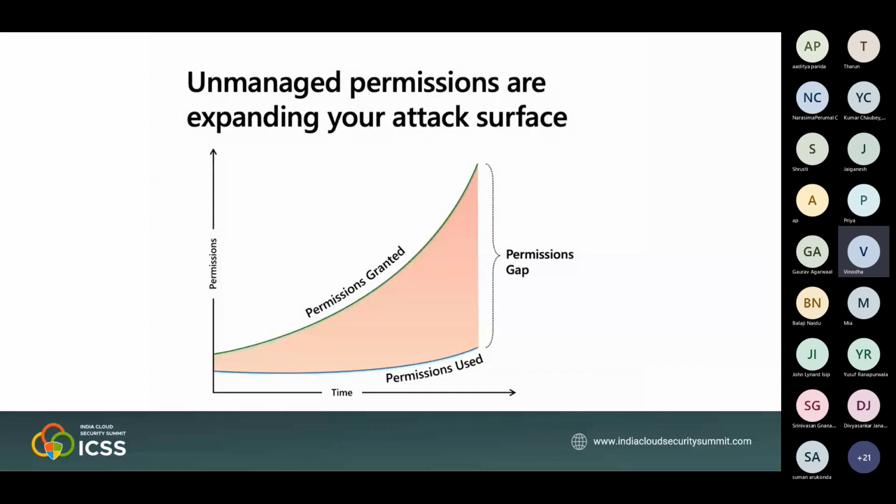So this leads to a potential security threat for the organization. If this goes unnoticed, the permission gap keeps growing and it leads to a huge risk. It's a major threat. If the permission gap is increasing, then there can be an organizational breach, and they can steal sensitive assets in an organization.